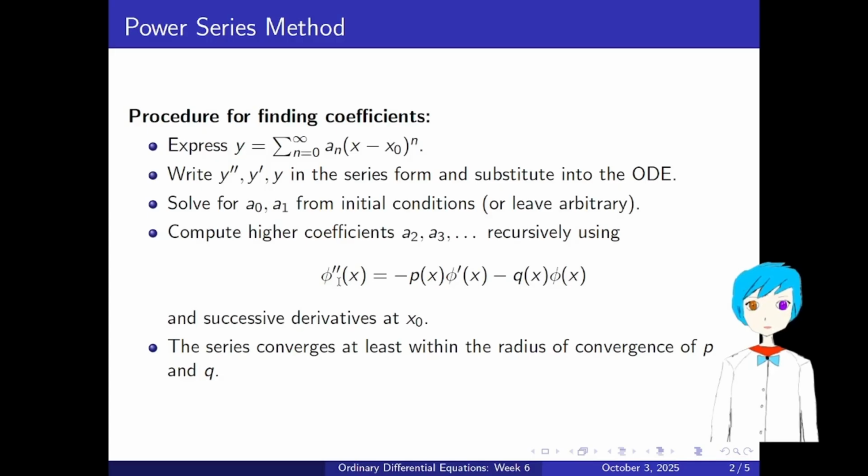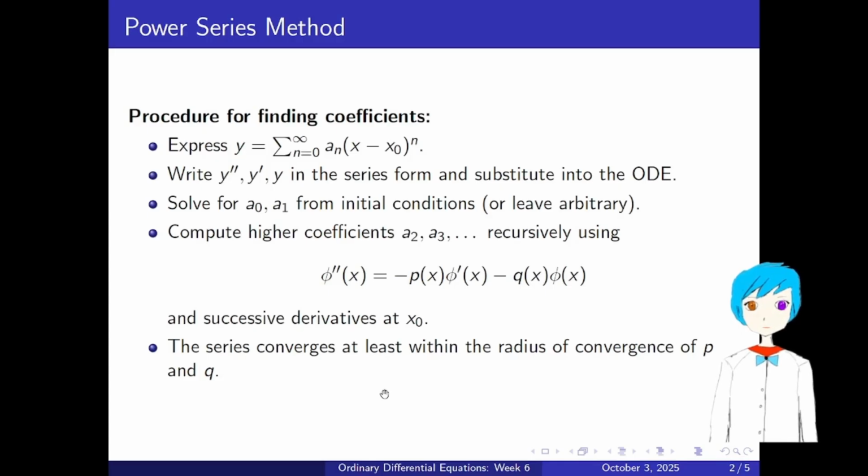The power series method basically assumes that the solution takes the form of a power series, and in this form, because we can differentiate term by term, we can write y double prime and y prime in the series form and substitute into the second order ODE. From the initial conditions, we can solve for the first two coefficients a0 and a1, or if the initial conditions are not specified, we leave them arbitrary. For higher order coefficients, we recursively use this ODE to determine the recurrence formula in order to determine the higher order coefficients.